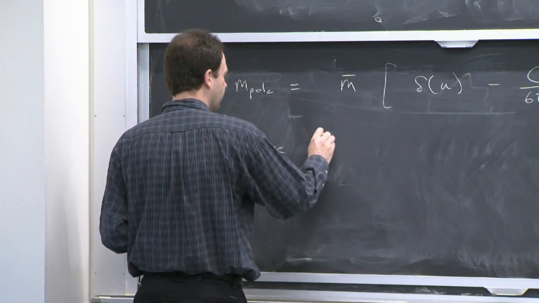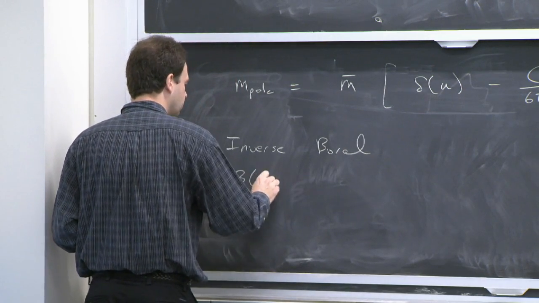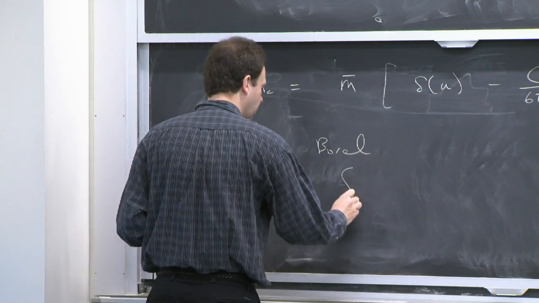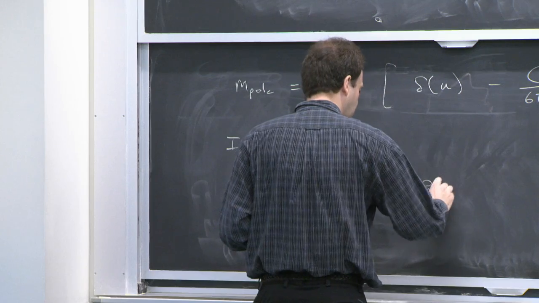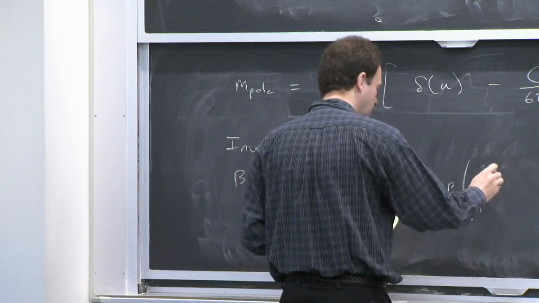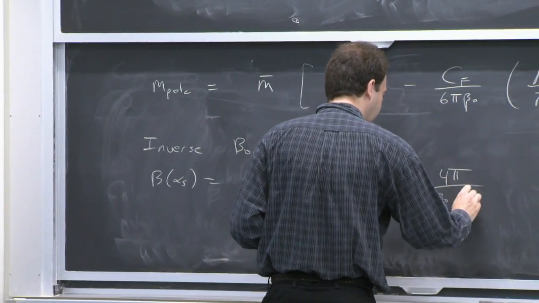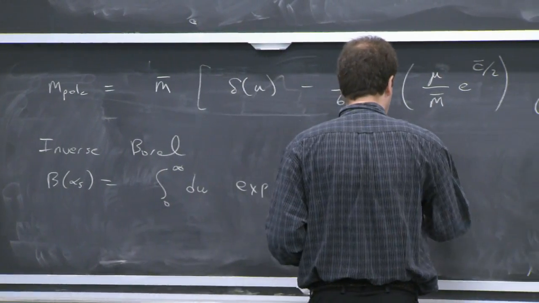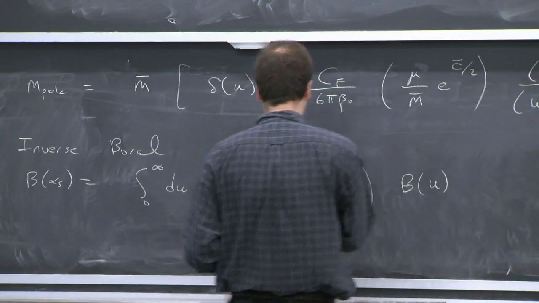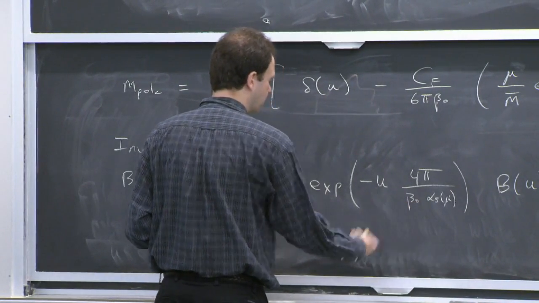So let's think about the inverse Borel. We wanted to do an integral which in this u space would look like this. u is the conjugate variable to 4 pi over beta naught alpha s of mu. That was what we transformed. So that's the difference between our old notation and our new one. We just have a conjugate variable to this thing.